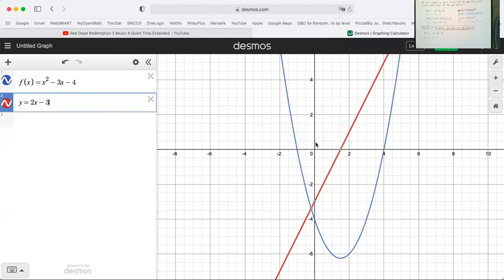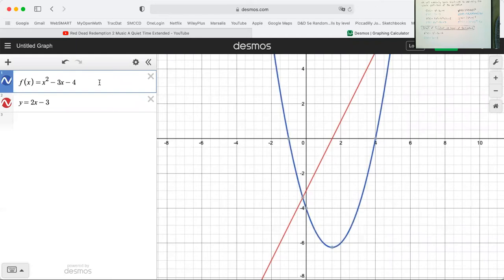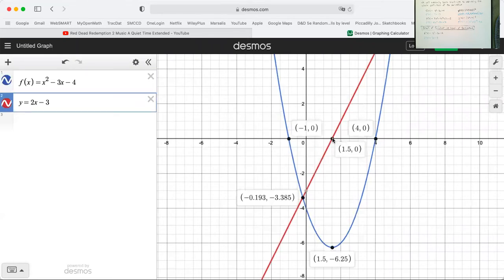All right. So here we have the graph of f of x. That's this blue parabola. We can see the zeros. We can see the vertex. And we also have the graph y equals 2x minus 3, which is the derivative of the function. So you see the intersect here. That's not what's important. We see that we have a 0 at 1.5.